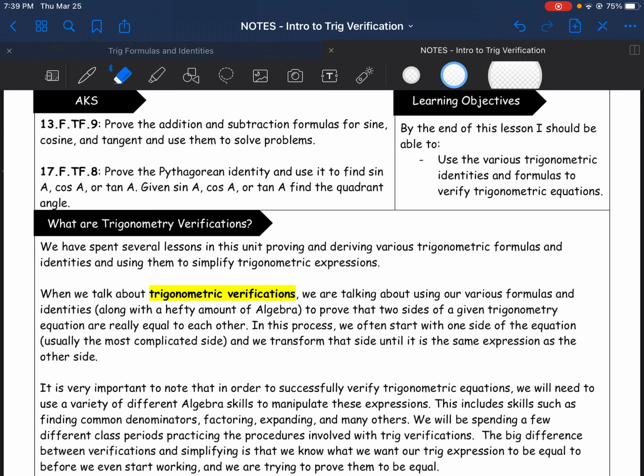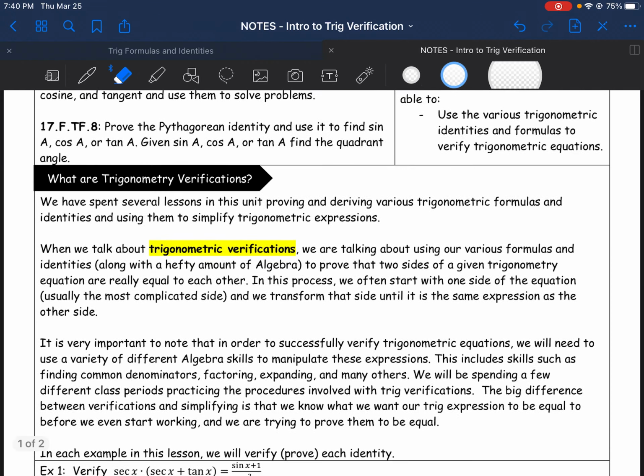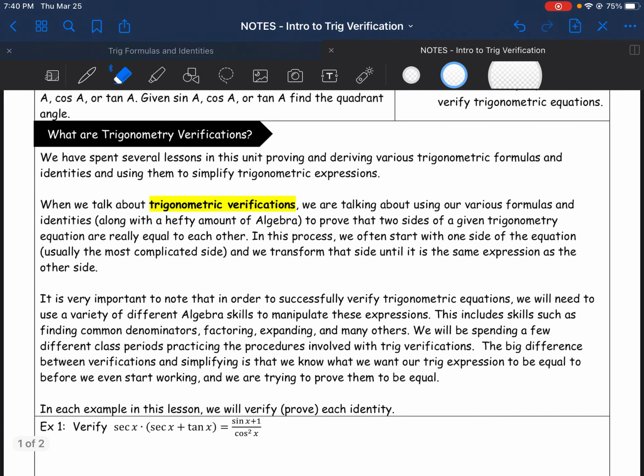And basically, when we talk about trig verifications, we're talking about proving that two sides of a trigonometric equation are equal to each other, and we use a lot of those simplifying procedures that we've been practicing to work on one side of the equation until it is equal to the other side of the equation. Typically, we start with the most complicated side, and we use simplifying methods to get it to equal the least complicated side. It's typically what you do. Very rarely are you actually going to work on both sides at the same time.